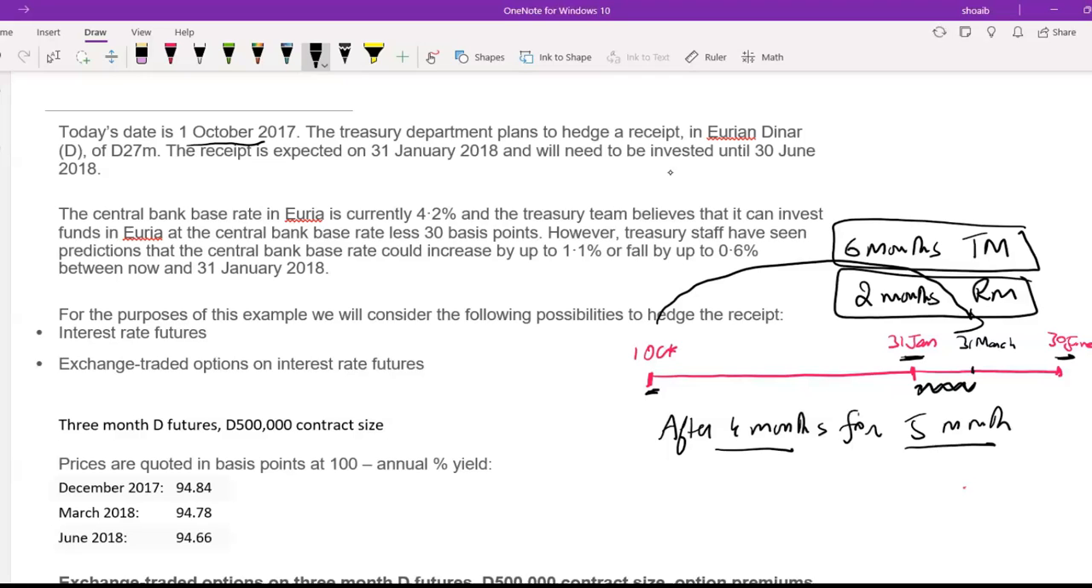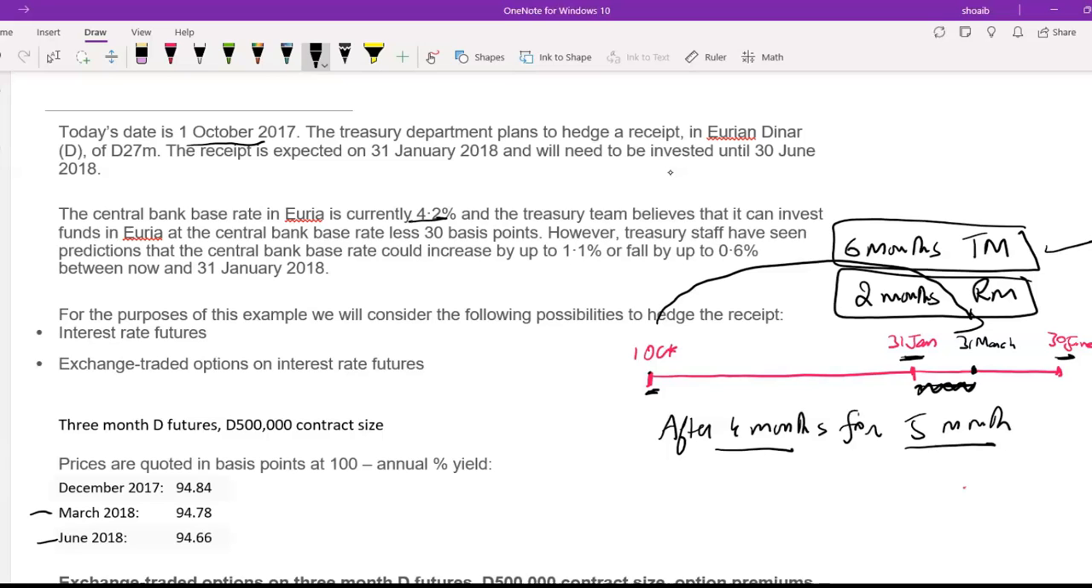If we choose 31st March, why? How do you know that you will choose 31st March? Because contracts are available for March, June, September, December. Whenever there is a date, we should choose the contract date after our transaction date. If our transaction date is 31st January, we should choose March, not December. So from today's date till March there are 6 months, and 2 months would be remaining when there is a transaction date.